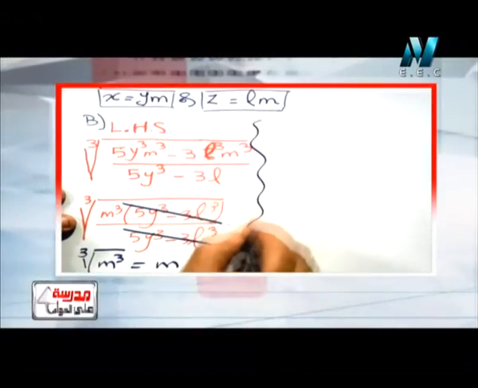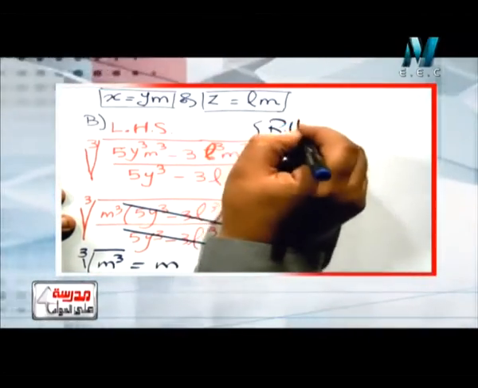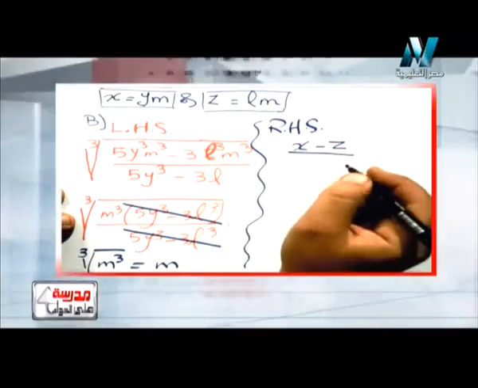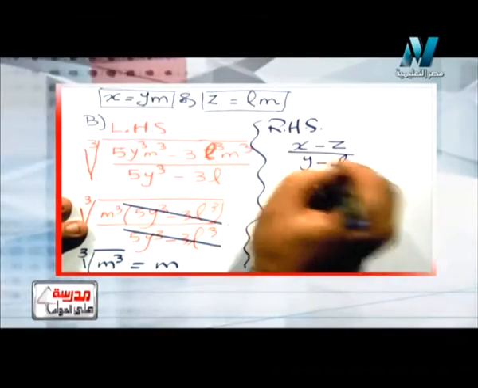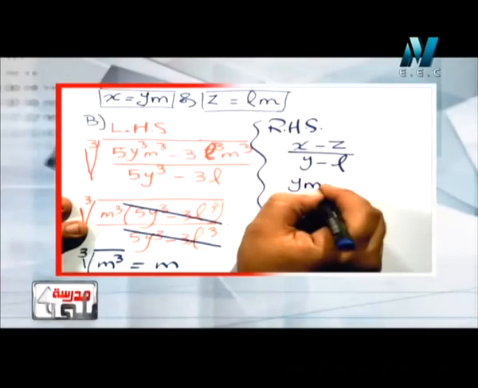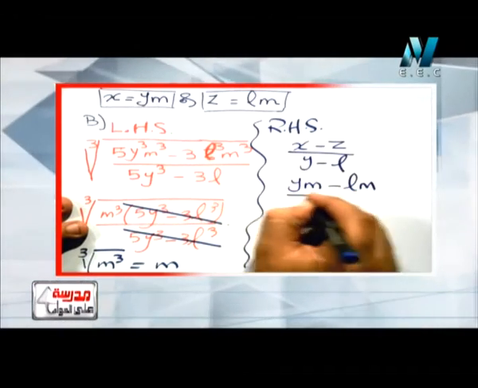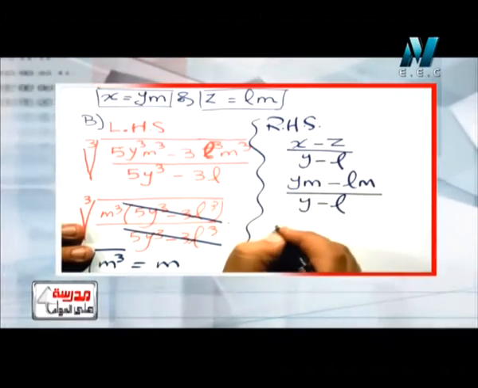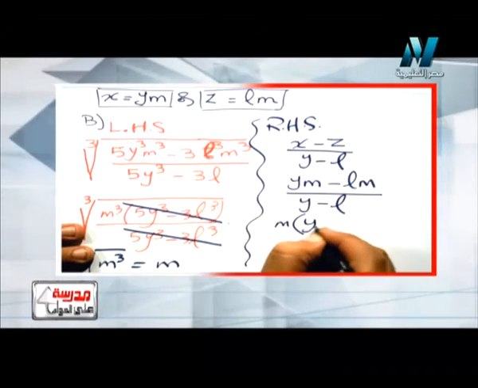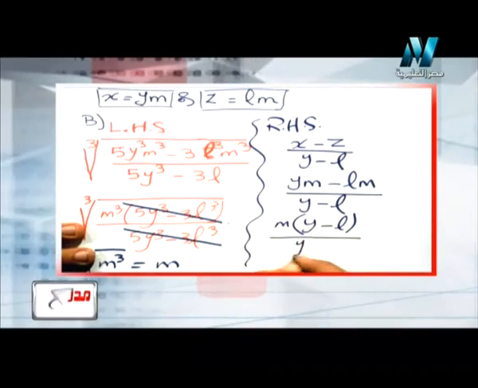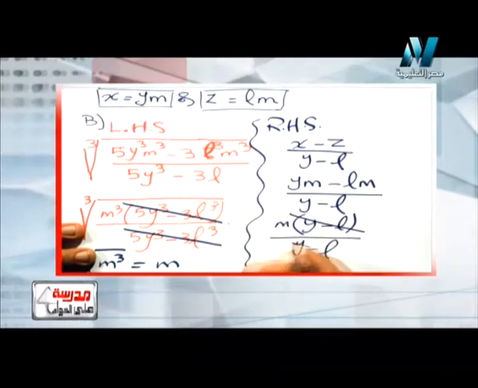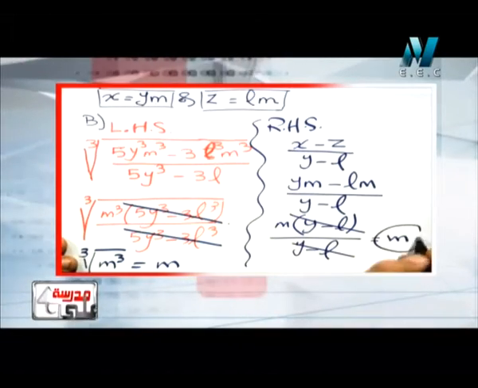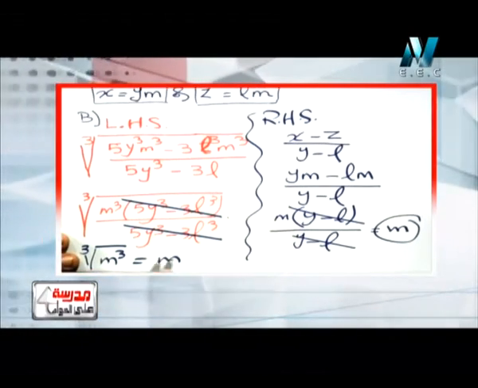Okay. For the right-hand side, which is x minus z over y minus l, I'm going to replace x by ym, minus z, which is lm, over y minus l. Now I'm going to have m as a common factor, times (y minus l) for the numerator, over y minus l. I can simplify y minus l up and down, so the answer will be m. So here the right-hand side is the same as the left-hand side.